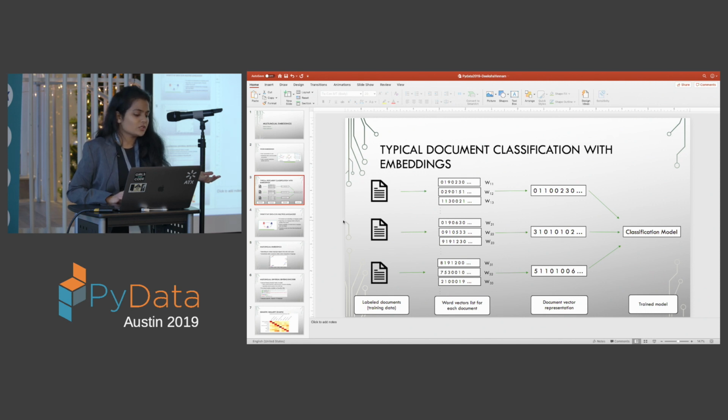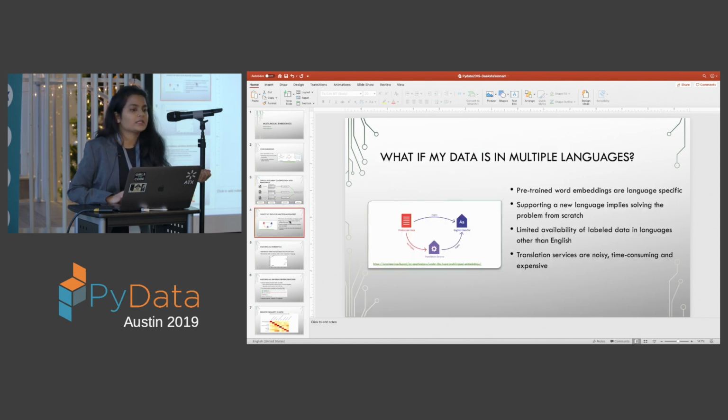Now, the question here is, what if my data is in multiple languages? This is especially common with MNCs where you have operations in different countries, so your data need not necessarily be in English. It may be in Spanish or Chinese and so on.